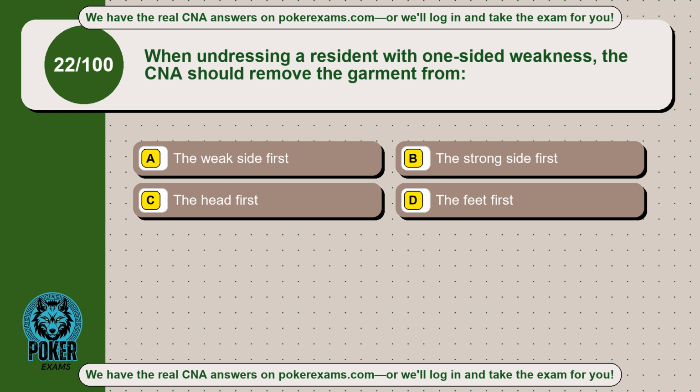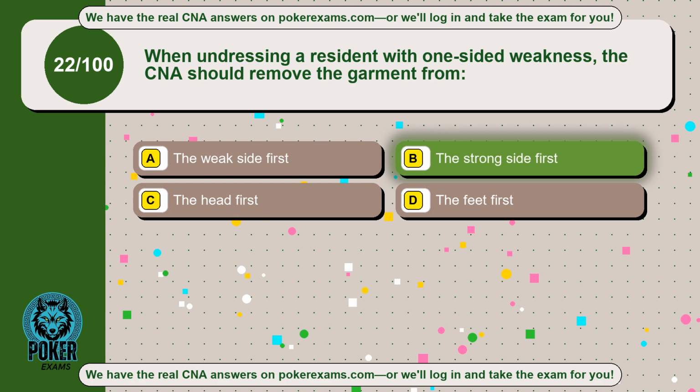Question 22. When undressing a resident with one-sided weakness, the CNA should remove the garment from: Option A, the weak side first. Option B, the strong side first. Option C, the head first. Option D, the feet first.